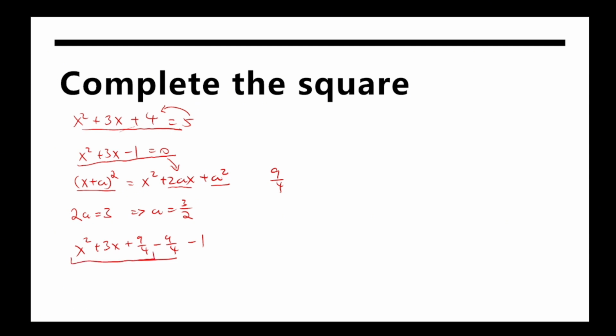And we use part here to make it into a square, x plus 3 over 2 squared. And what we're left with is negative 9 over 4 minus 1, which is negative 13 over 4. And this is all equal to 0. Then we can solve it by moving the 13 over 4 to one side. x plus 3 over 2 equals plus or minus the square root of 13 over 4. Thus, x equals negative 3 over 2 plus or minus the square root of 13 over 4.